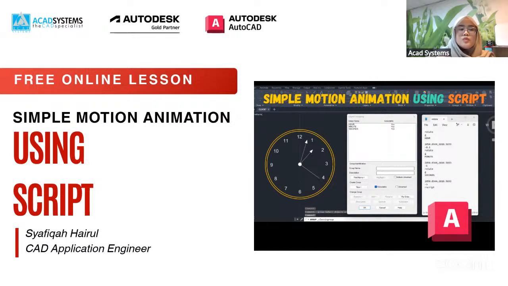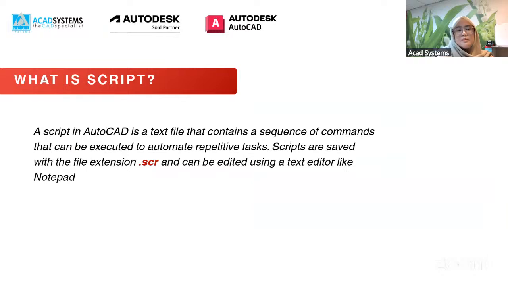So for today's lesson, we will learn how to do simple motion animation using script in AutoCAD. What is script? Script is basically a text file that contains a sequence of commands that can be executed to automate repetitive tasks. Scripts are saved with the file extension .scr and can be edited using a text editor like Notepad.